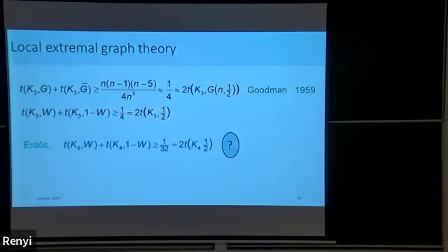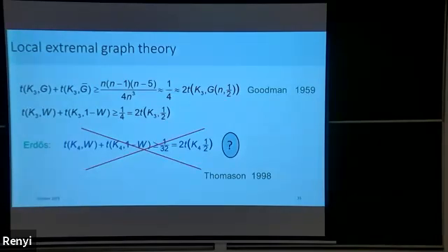Now, Erdős raised the problem that maybe this is also a property of other complete graphs, and in particular K4. He conjectured that this is true for K4, but that turned out to be false. And much later, Thomason gave a counterexample.